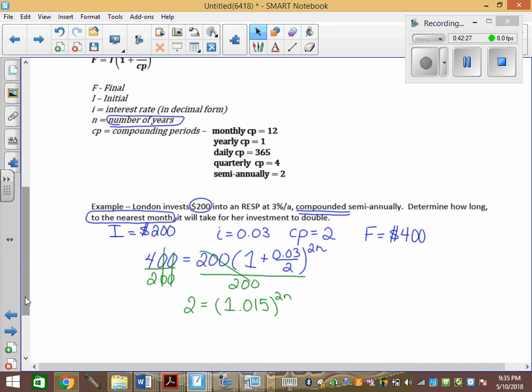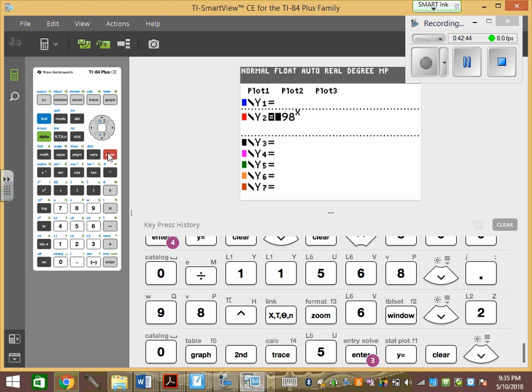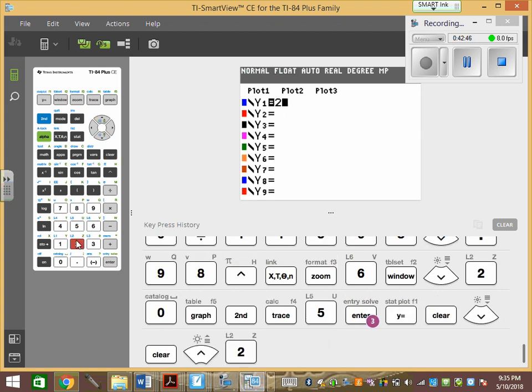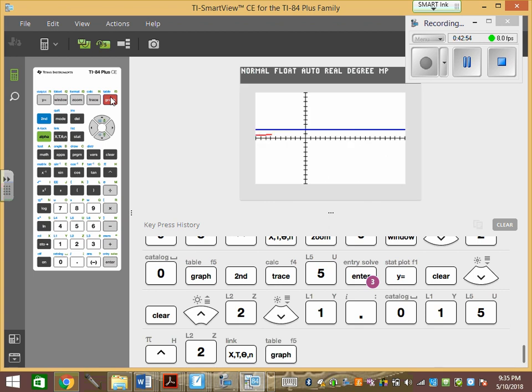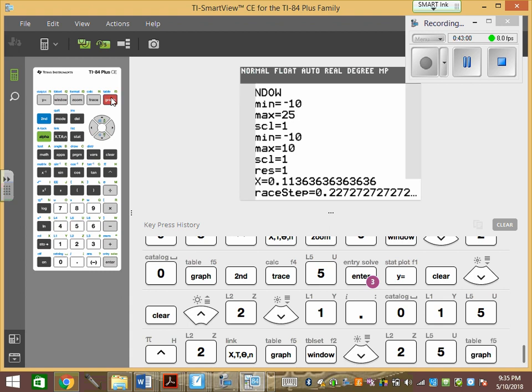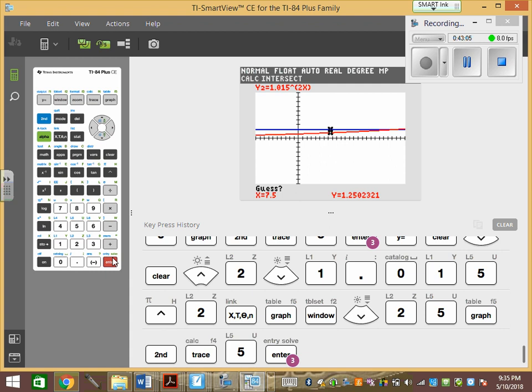And I'm going to y1, y2. Now remember, we're not going to be able to do this forever. This is just an exponential unit because we haven't learned how to use logs yet. So if they said algebraically, this wouldn't work. We would have to solve through logarithms. So we have 2, and then we have 1.015 to the 2x. Graph. Make the window a little bigger, 25. You can see where they cross. Second trace 5, enter, enter, enter.